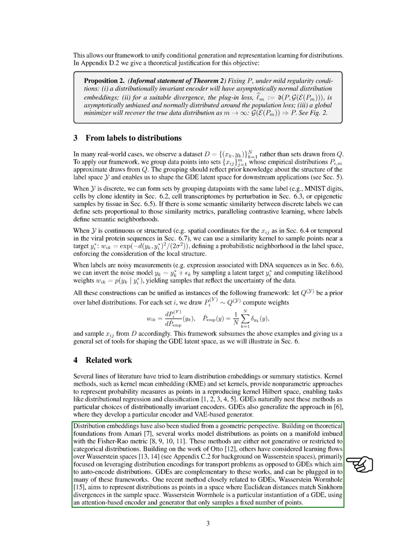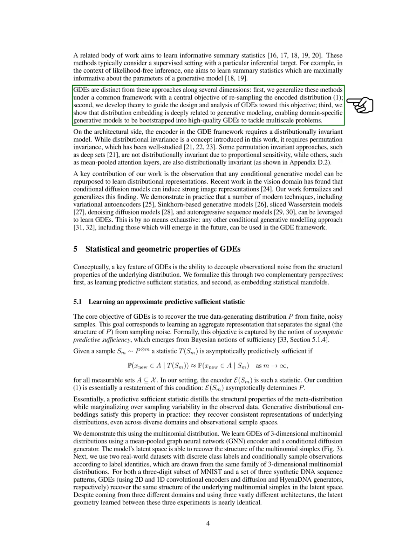One recent method, Wasserstein wormhole, represents distributions in a way that aligns Euclidean distances with divergences in the sample space, serving as a specific instance of GDEs. We also differentiate our work from methods that learn summary statistics in supervised settings, emphasizing that our framework aims to resample encoded distributions. We provide theoretical guidance for designing GDEs and demonstrate that distribution embedding is closely linked to generative modeling, allowing us to create high-quality GDEs for complex problems.